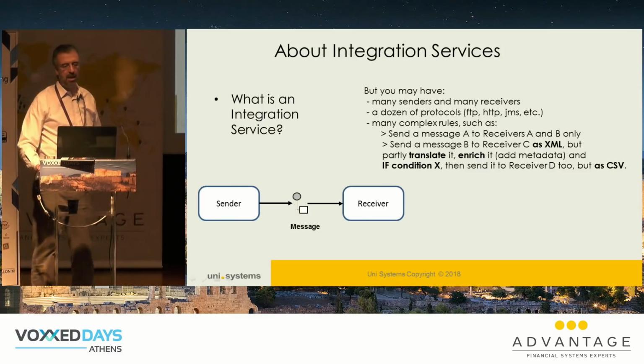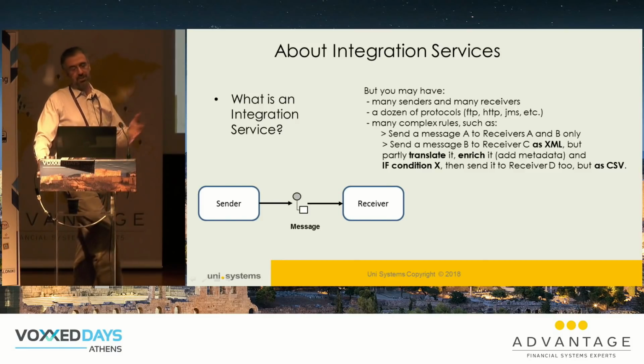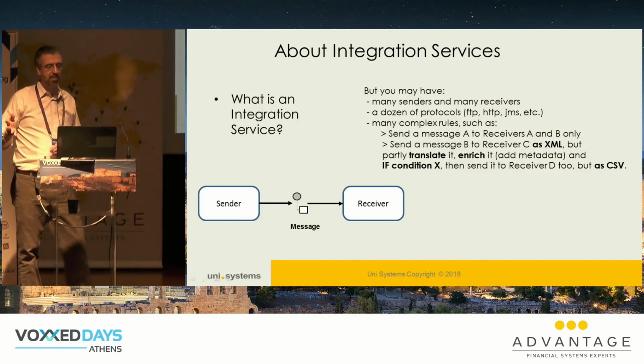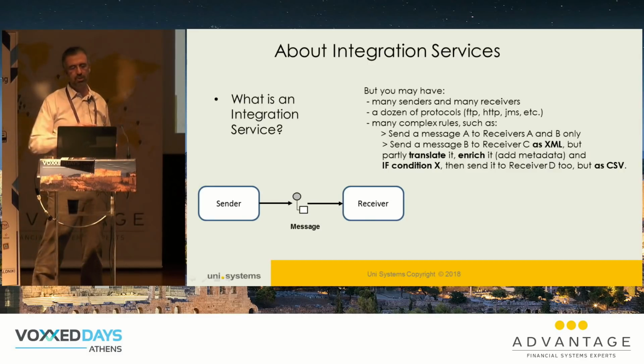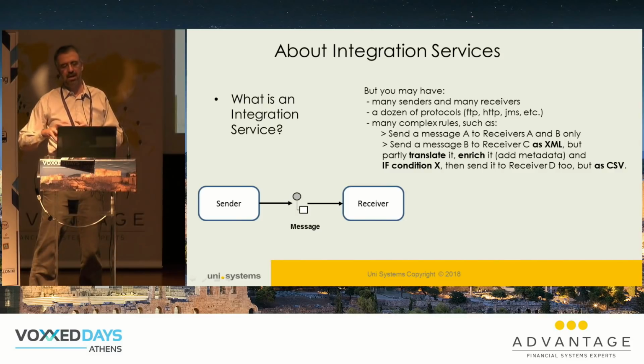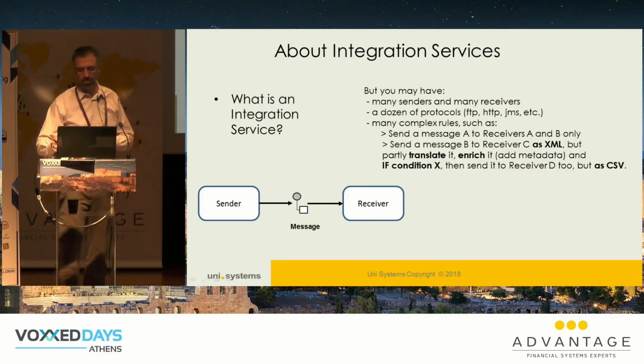Of course, you may have many senders, many receivers, lots of protocols to worry about, and many complex rules. So you take message A, and it has to go to receivers A and B. But sometimes message B, which should go to receiver C only as XML, but then translated, sometimes it may need to be enriched. And then depending on a condition, you may need to send it somewhere else, but in a different format.